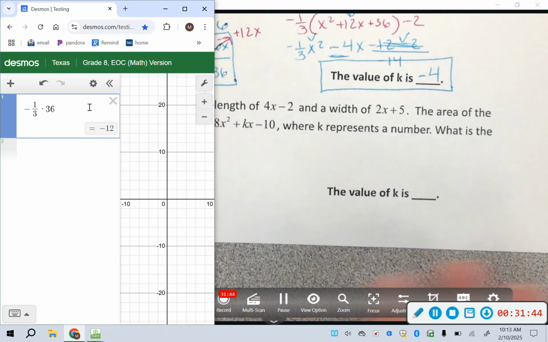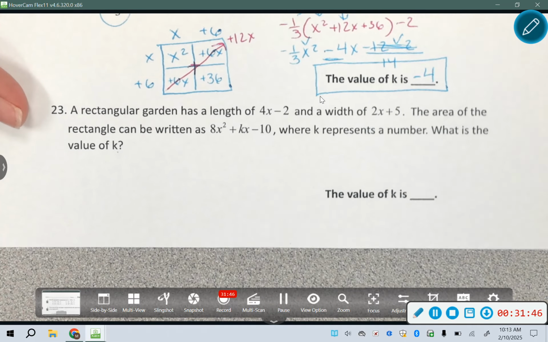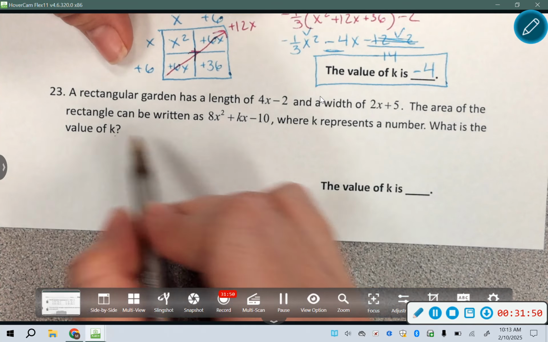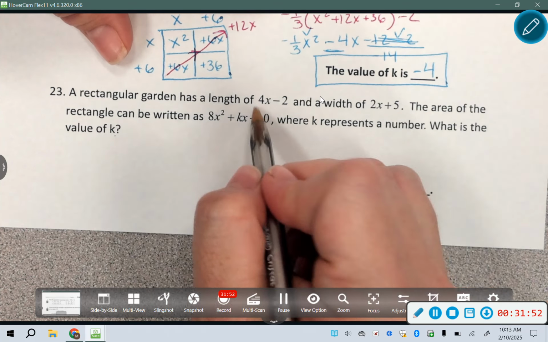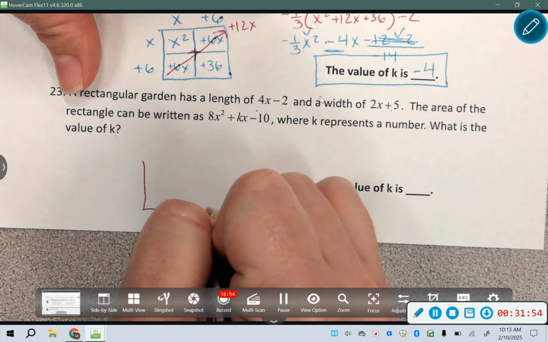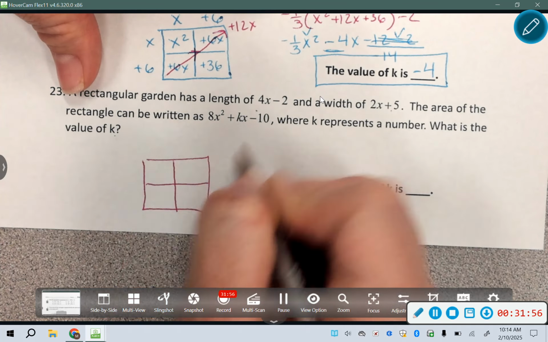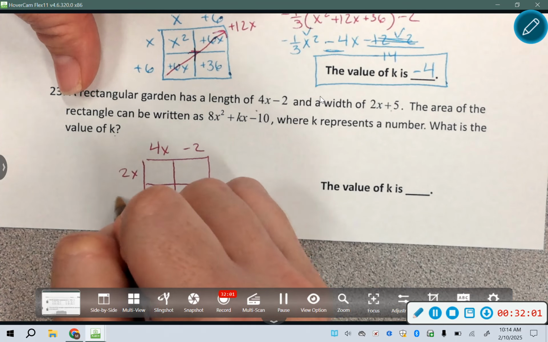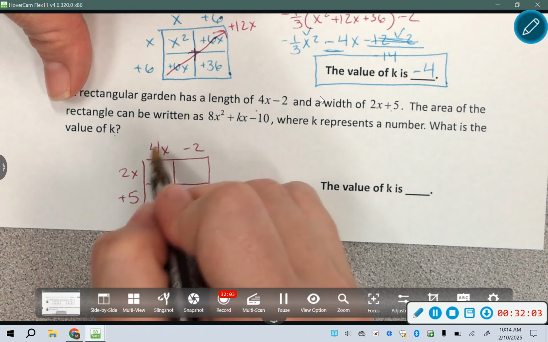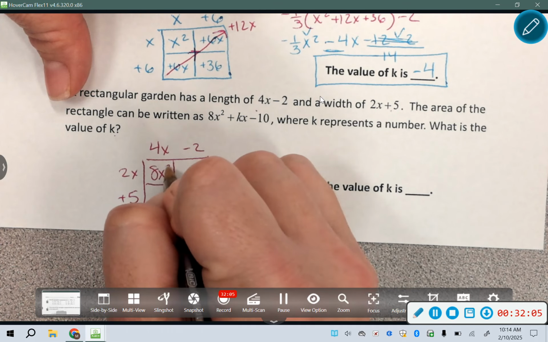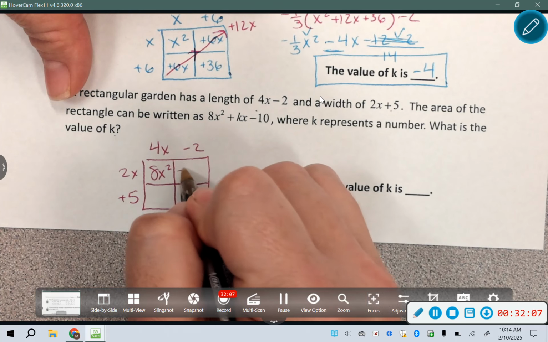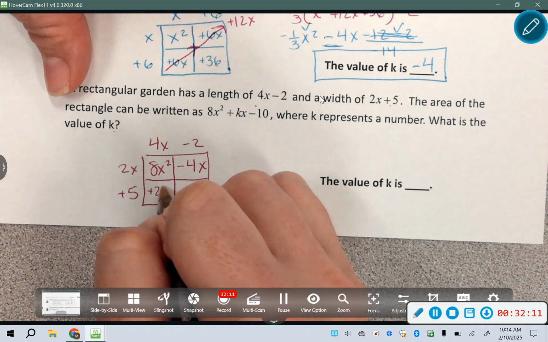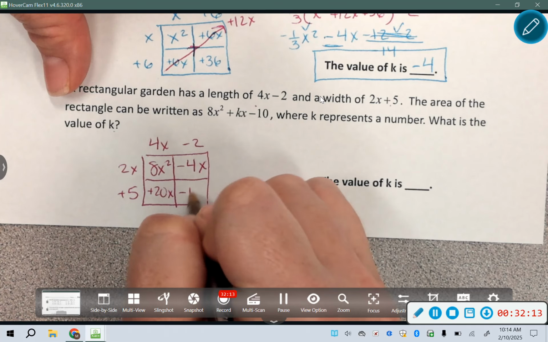Okay, last problem. This one says a rectangular garden has a length of 4x minus 2 and a width of 2x plus 5. The area can be written as this. Well, area is length times width, so we're going to multiply the 2. So we have 4x minus 2 and 2x plus 5. 4x times 2x is 8x squared. 2x times negative 2 is negative 4x. 4x times 5 is positive 20x. 5 times negative 2 is negative 10.